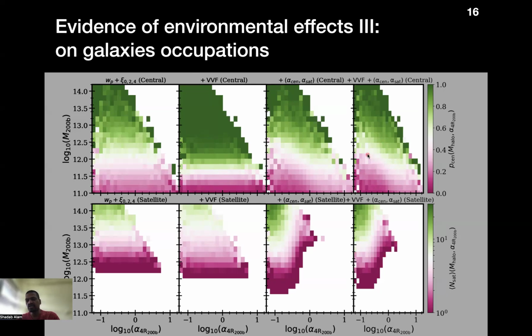And in a nutshell, what this is showing is that when you go to a more tidally anisotropic environment, the probability of hosting a central galaxy, even for a smaller halo mass, is larger compared to the isotropic case, right? And similarly, if you look at satellite galaxies in an anisotropic environment, there are fewer satellite galaxies at some fixed halo mass compared to an entirely isotropic environment. So this is what these two slopes mean.